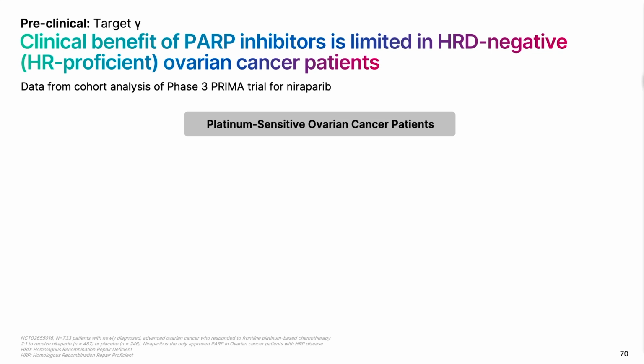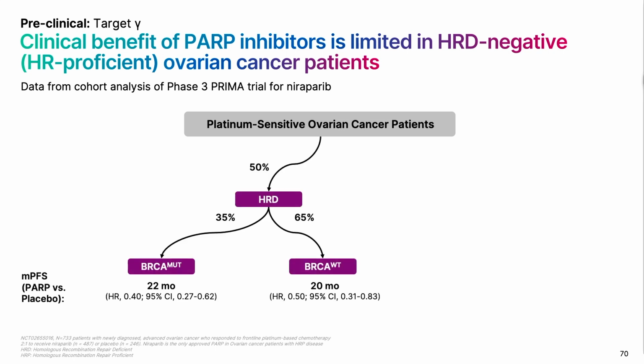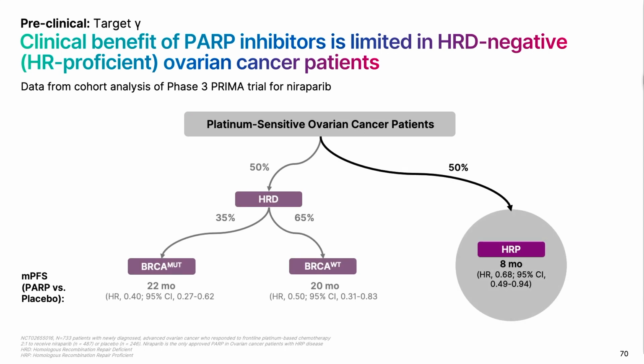If you give a PARP inhibitor, 50% of the patient population that are homologous recombination deficient will actually respond very well to that PARP inhibitor, and you'll see an enhancement in progression-free survival for that patient population. But if you look at the 50% of the patient population that are HR proficient, you see almost no increase in progression-free survival for that population. And so this is the population of patients we were really going after for this program.